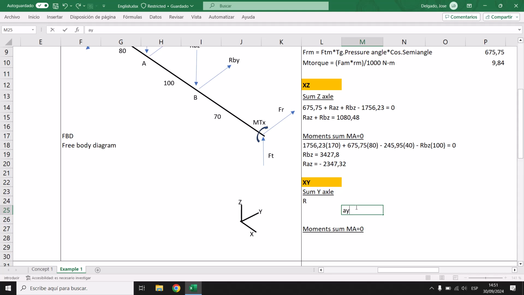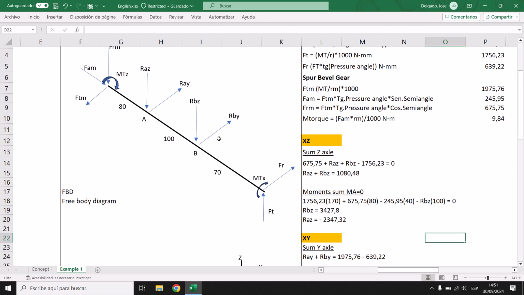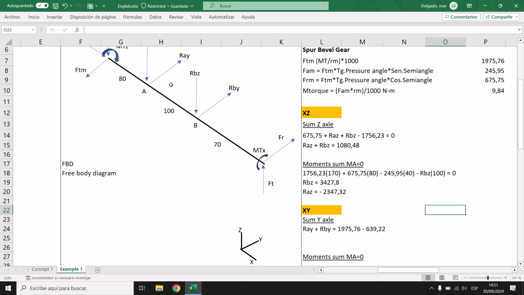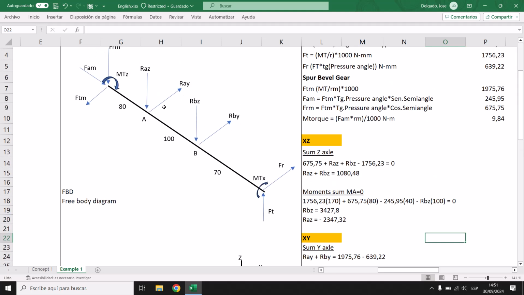Oh no, we are in here. Sorry. 8 plus my reaction and B is going to be equal to 6 minus 639.20. Okay, I'm just going to add these three: my radial force, my two reactions, and subtract my tangent force of the bevel gear.